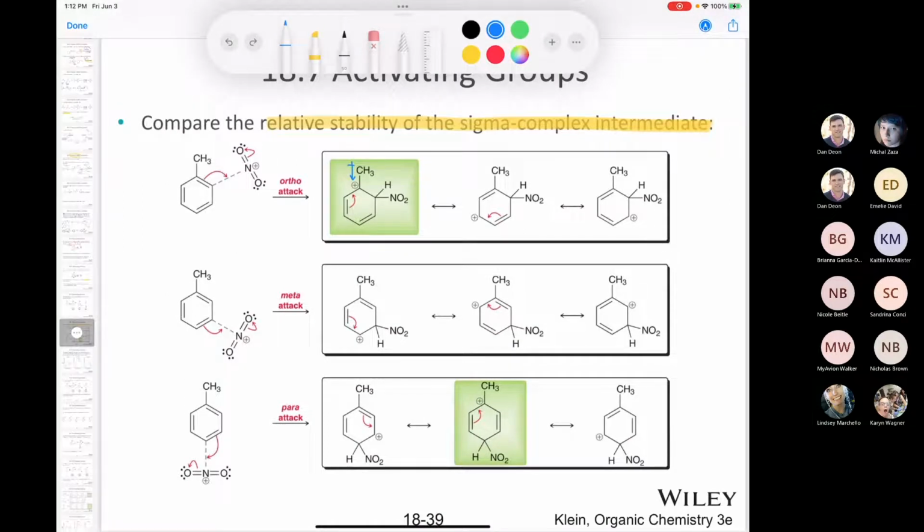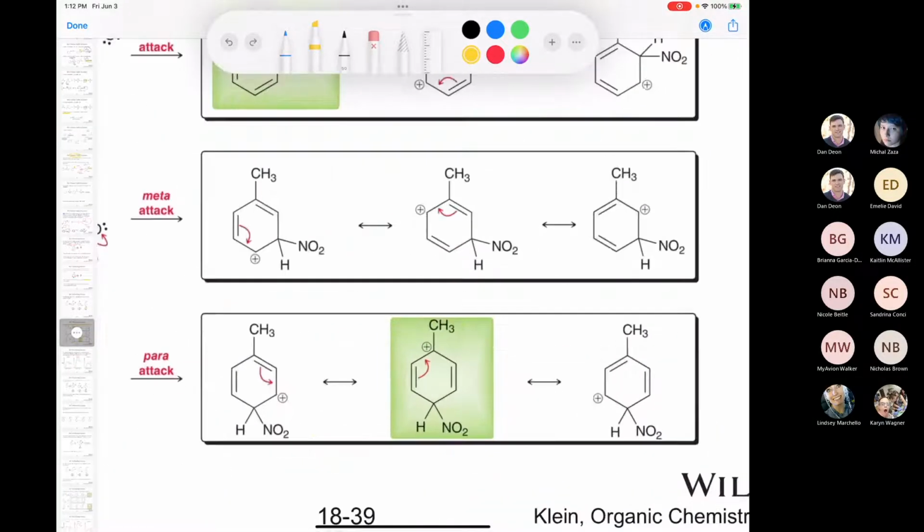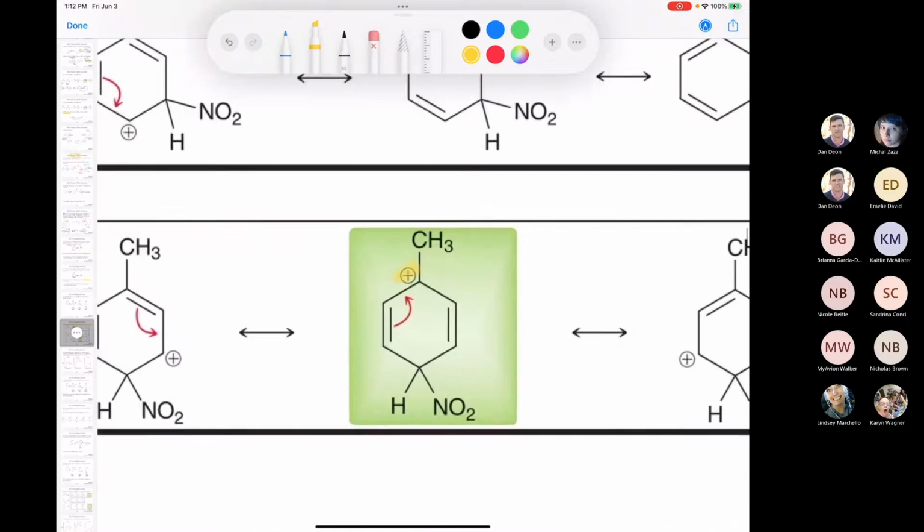We see that with ortho attack, and we also see that when we draw the mechanism of para attack and compare all three contributors to the sigma complex. We look at the one highlighted in green, and we see that we have a positive charge on this carbon, which is adjacent to the methyl group, which is pouring electron density into it, and therefore stabilizing that.